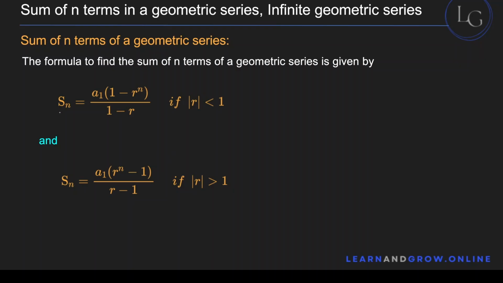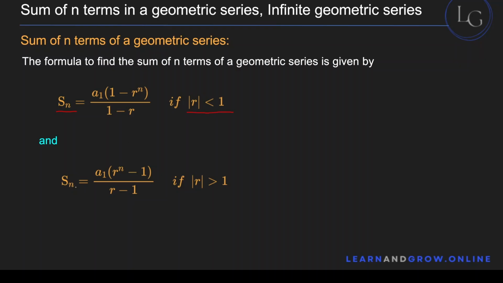So Sn, being the sum of n terms, is equal to a1, which is the first term of the geometric series, into 1 minus r, the common ratio, to the power n, which is the term number. So for example, if you want to find the sum of three terms, the value of n would be 3. And this is all divided by 1 minus the common ratio. This is for the case if the absolute value of the common ratio is less than 1.